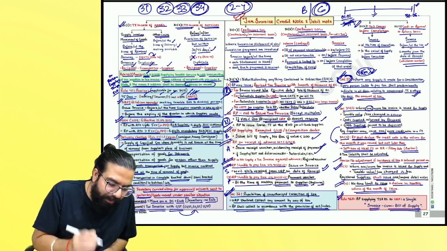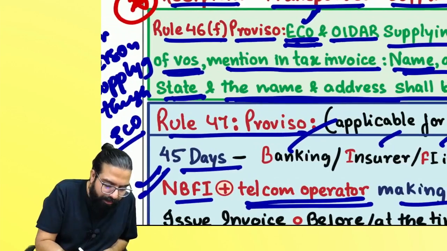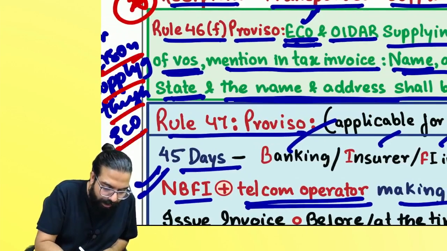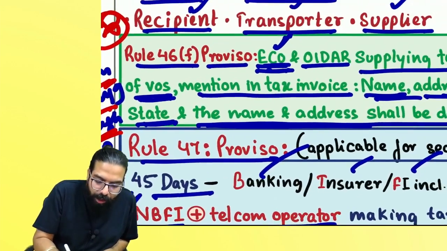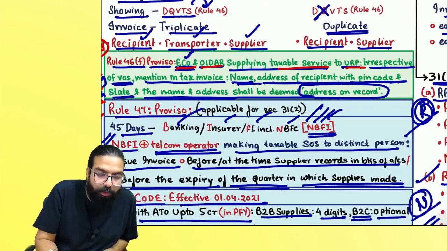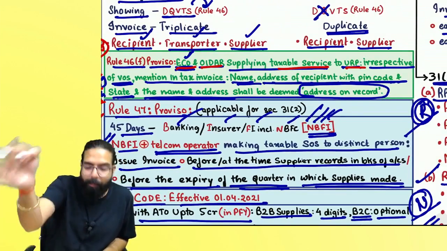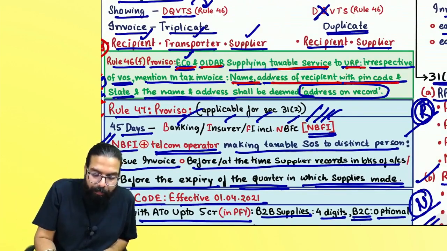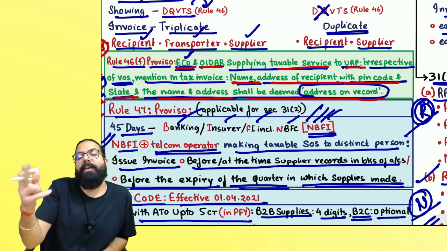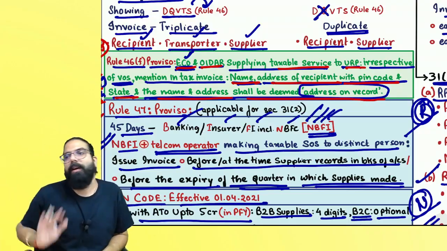Sir, what are the amendments in this chapter? The first amendment: if you are a person supplying through e-commerce, or you are e-commerce, or an OIDR, whenever you are making taxable service supplies to an unregistered person, irrespective of the amount, you must mention his name, address, PIN code, and state, and the name and address shall be deemed as the address on record of the recipient.